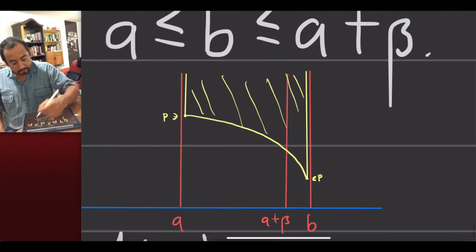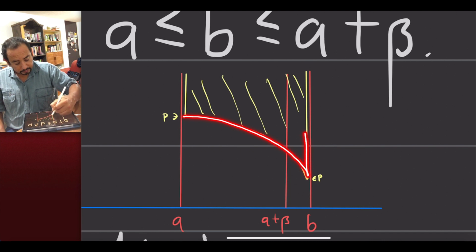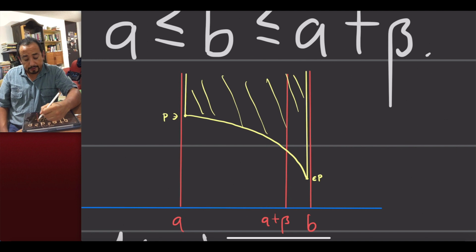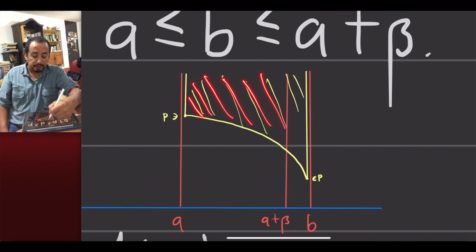Okay, so this shortest curve is contained, this shortest curve is contained, this shortest curve is contained. Okay, so this entire hyperbolic triangle is contained in P by convexity.